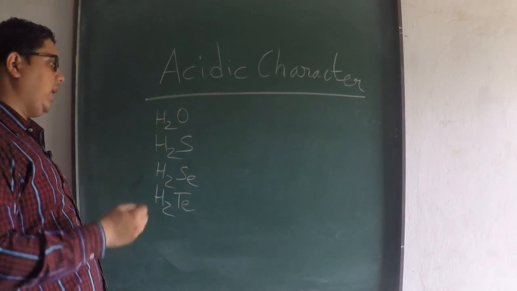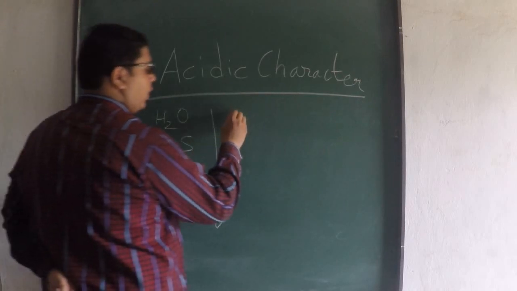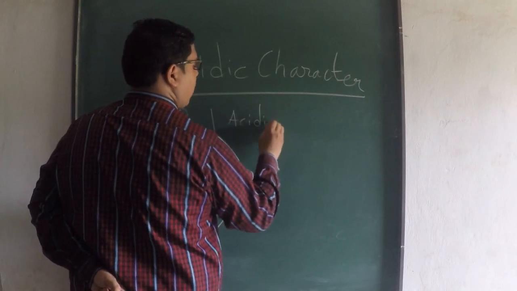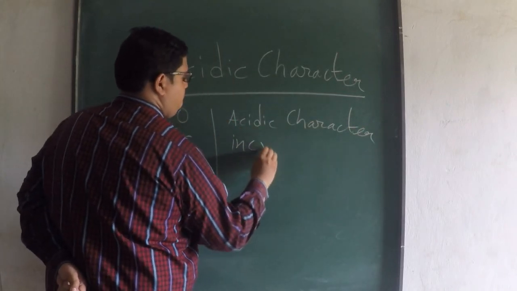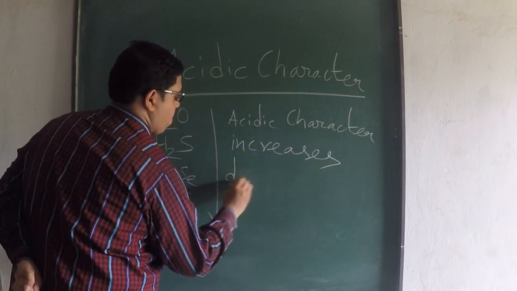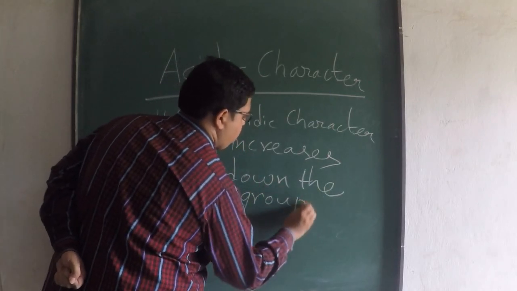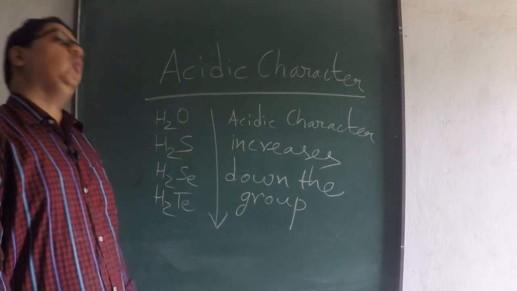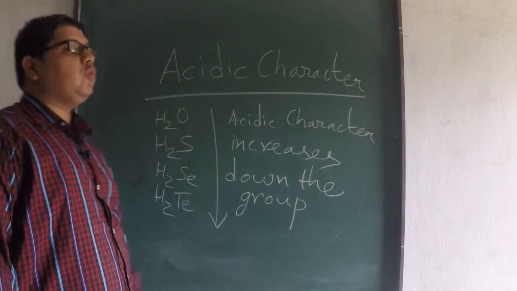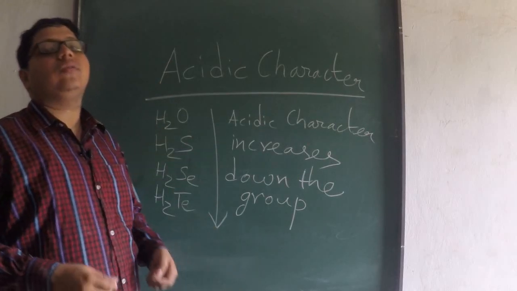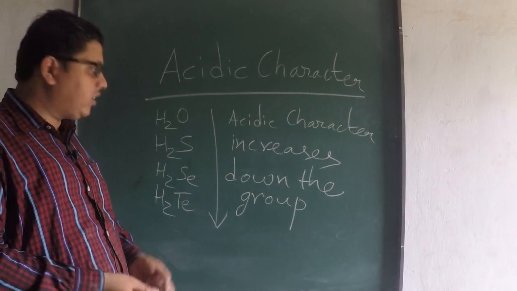What has been found out is that the acidic character increases down the group. As we move from H2O to H2S to H2Se and H2Te, as we are going down, the acidic character of each of these molecules is greater and greater. It increases. Why does it increase? Let's find out the reason.